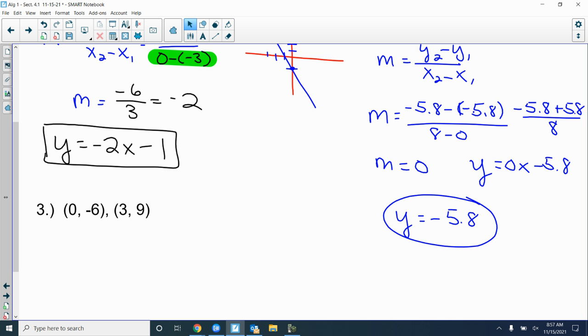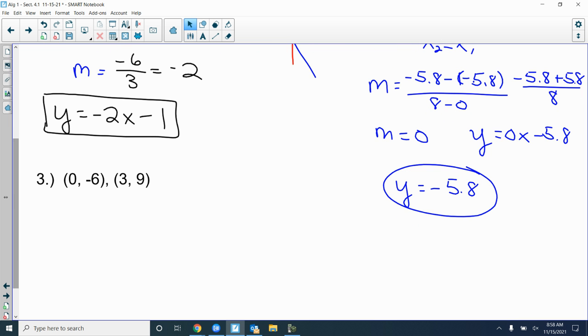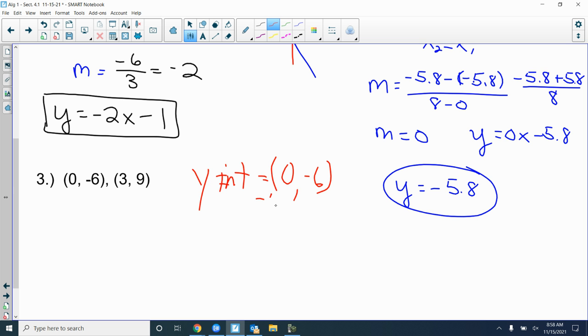Is that correct? It is. Guys, you always want to check first. Do they give us any information? Do they give us the y-intercept? The y-intercept is negative 6. Guys, that's going to save us a lot of work. The y-intercept is just negative 6.